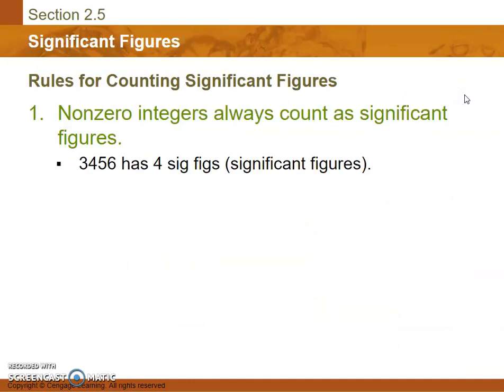Moving on to Section 5, Significant Figures. There are rules for counting significant figures. Non-zero integers always count as significant figures. Our number here on the screen, 3,456, has 4 significant figures, or sig figs.